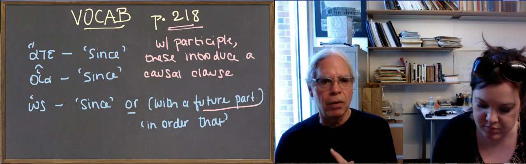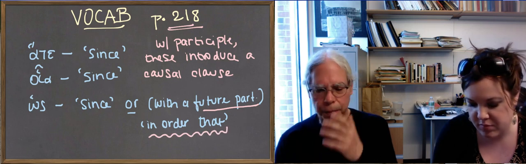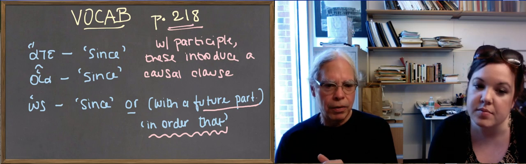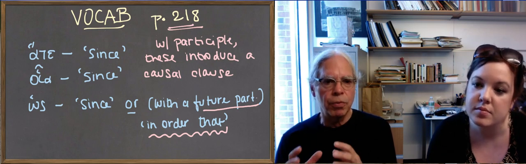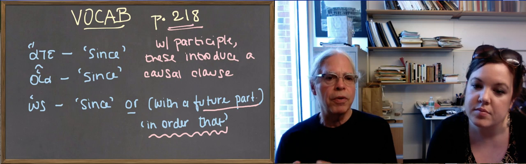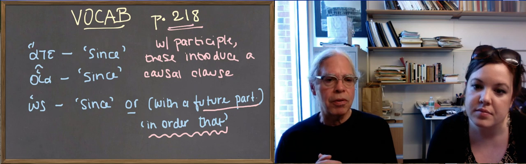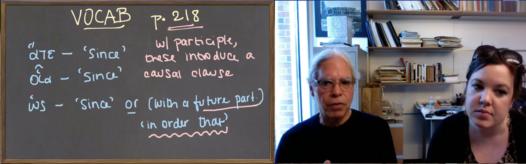That's how you tell whether... future. That's how you make a purpose clause using a participle. You have hos plus the future participle. Most of the time you do have the hos. You don't leave it out, but you can in some cases leave out the hos and it'll still be a purpose clause because it's a future participle.